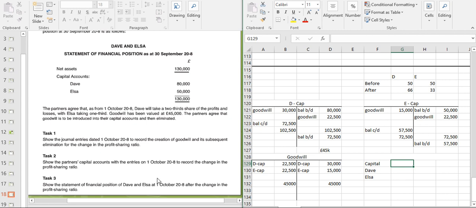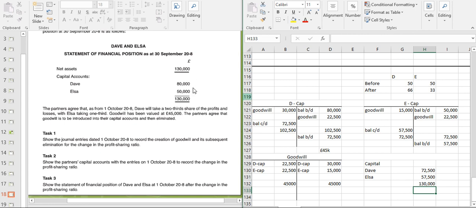Okay, so task 3, what does the FP show? It's not going to show 80 and 50 anymore. It is going to show Dave with 72,500 and Elsa with 57,500, and if you add them together it equals 130,000.